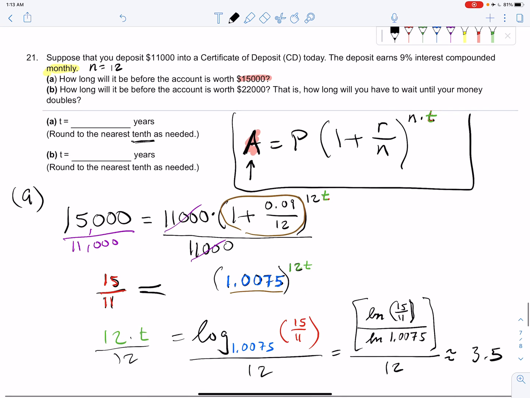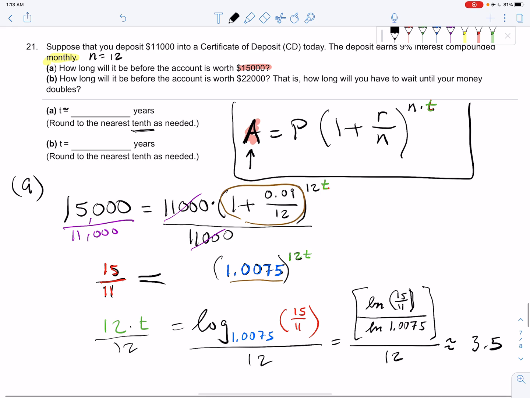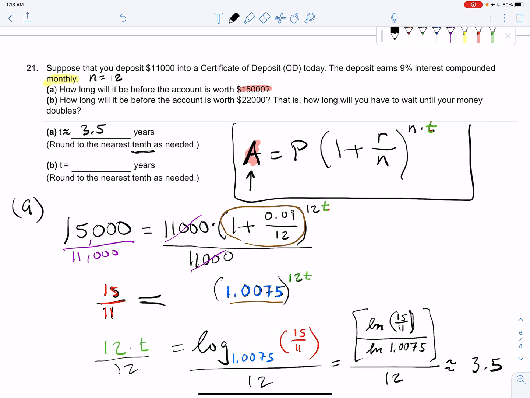So approximately, you should have an approximate sign here, approximately 3.5 years. It'll take 3.5 years to turn 11,000 into 15,000. And I can buy that awesome car. 3.5 years seems like a long time. The nice thing about this, though, is CDs, certificates of deposit, are FDIC insured. And once they make that contract with you, they have to pay you that 9%. So you will have $15,000 in 3.5 years.